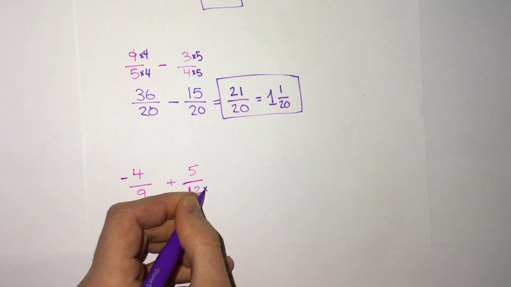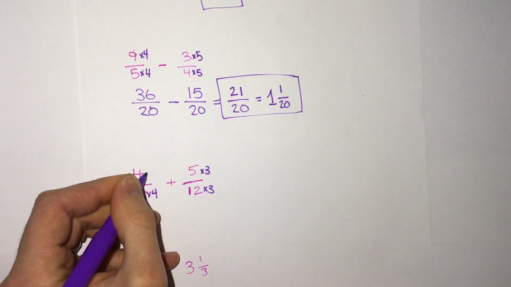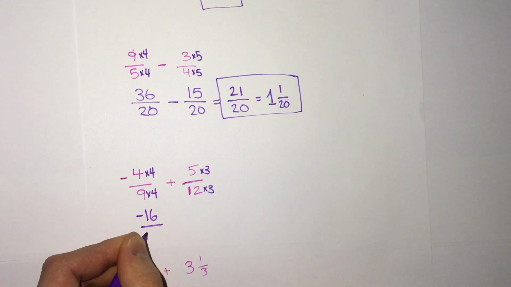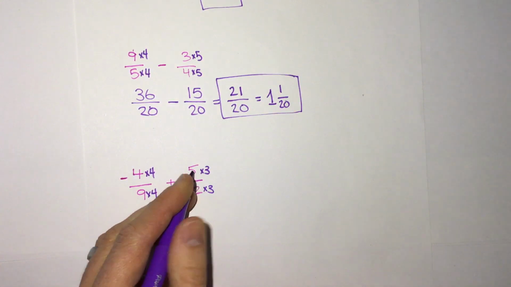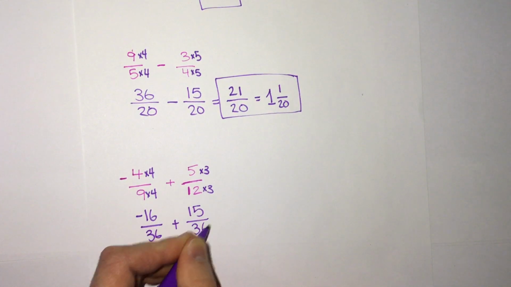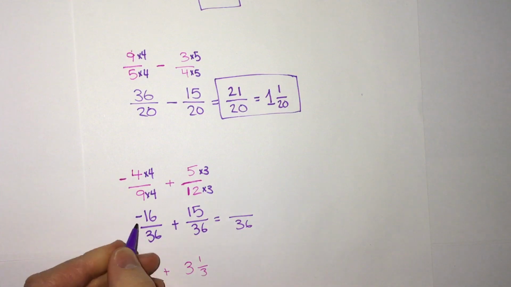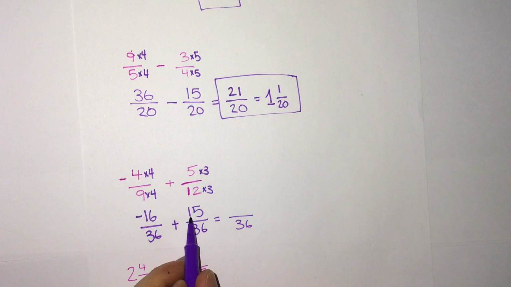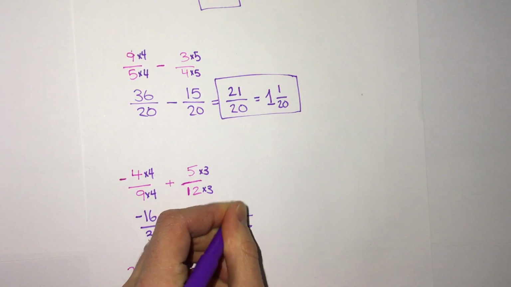9 times 4 is 36. 12 times 3 is 36. So we can do times 3 on this fraction, top and bottom, times 4 on this, top and bottom. Negative 4 times 4 is negative 16 over 36. And then here, 5 times 3, we get plus 15 over 36. So our answer is going to be in 36ths. And we have negative 16 plus 15. Remember, subtract these numbers, we get 1, but the negative is bigger, so the answer is negative 1.